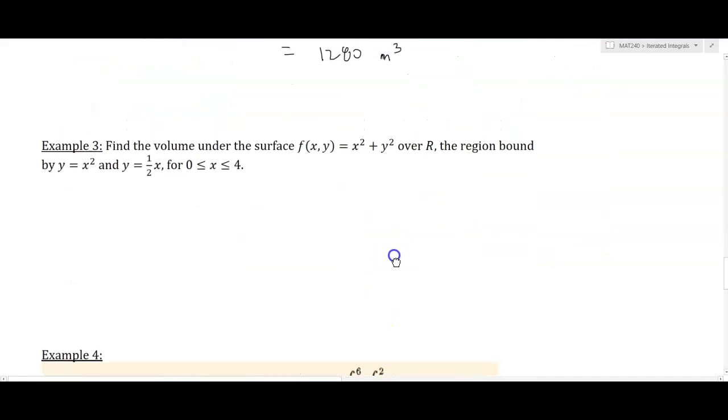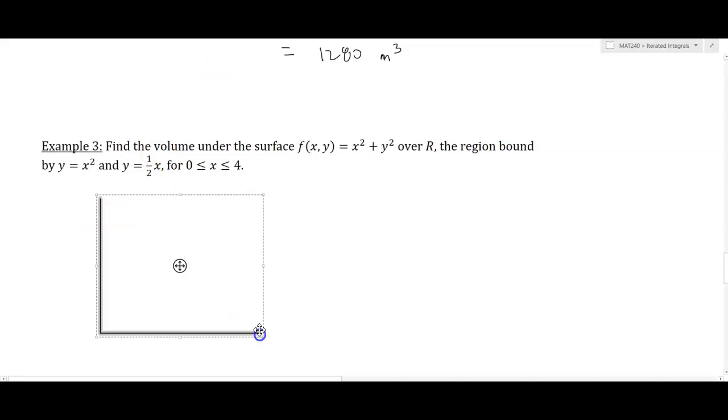So let's make this problem a little bit more interesting from our x squared plus y squared problem. Let's say that our region is a region that's bounded by the function y equals x squared and y equals 1/2 x. So what's that going to look like? Well, first of all, let's go ahead and graph it for 0 less than or equal to x less than or equal to 4. So first of all, y equals x squared is a parabola. Looks much like this. And then y equals 1/2 x is a linear function that will look like this.